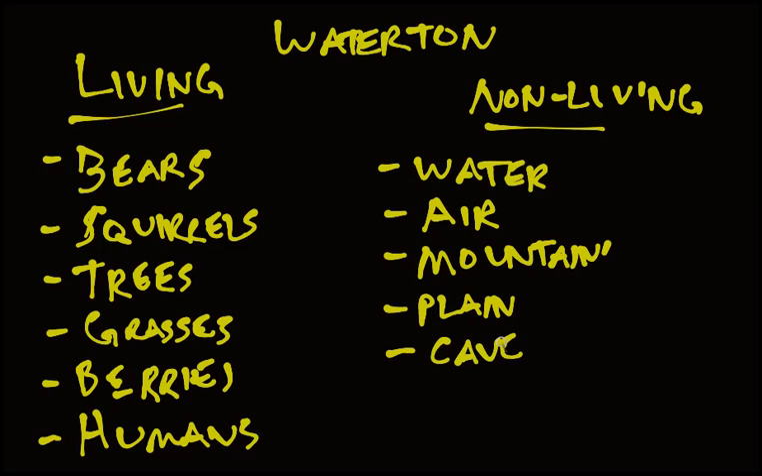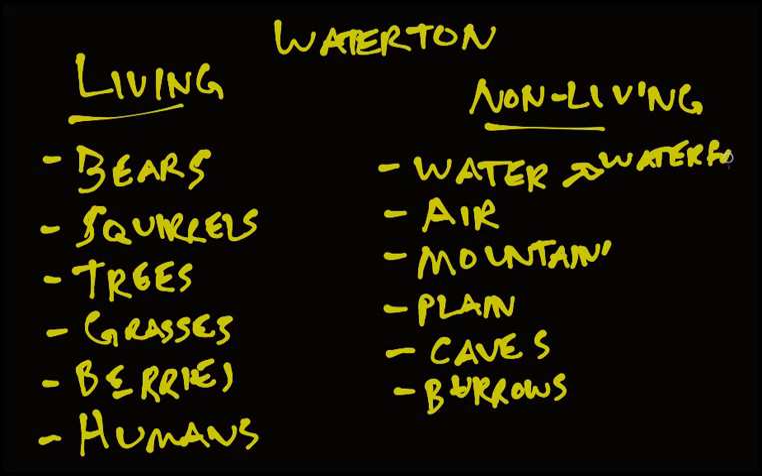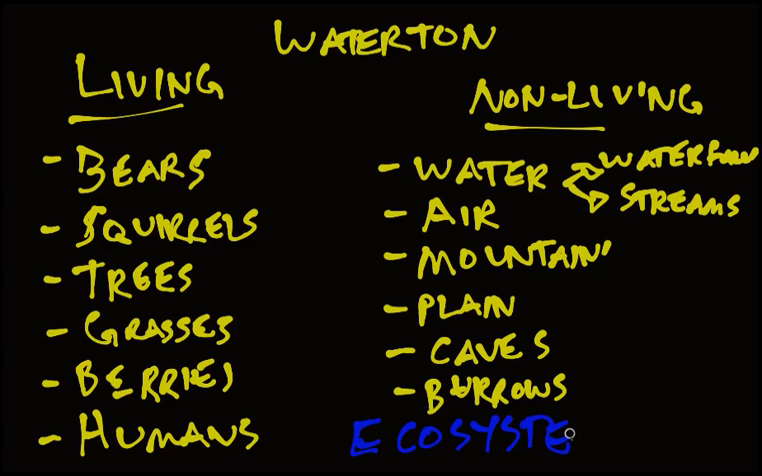Caves, all the different burrows that the animals dig in the ground. Even the water, you can think of, there's waterfalls. Some organisms interact with waterfalls. Some interact more with the streams. So there's even different areas of the water that we could separate into different categories of non-living things. But basically, if we look at all these examples here, we've got the living and non-living things in Waterton, so we call Waterton an ecosystem with all those things together.